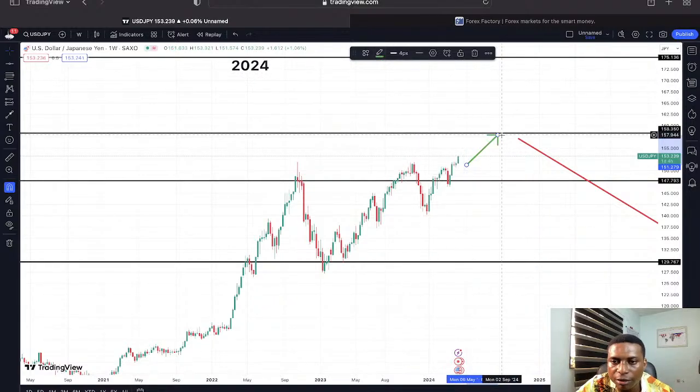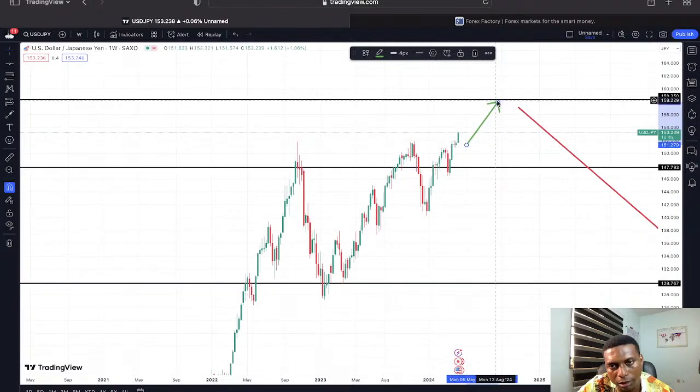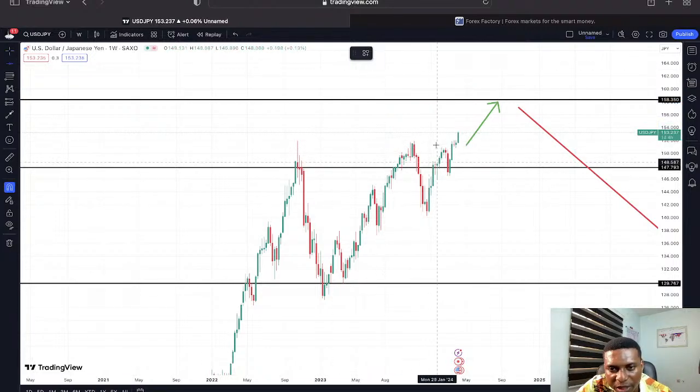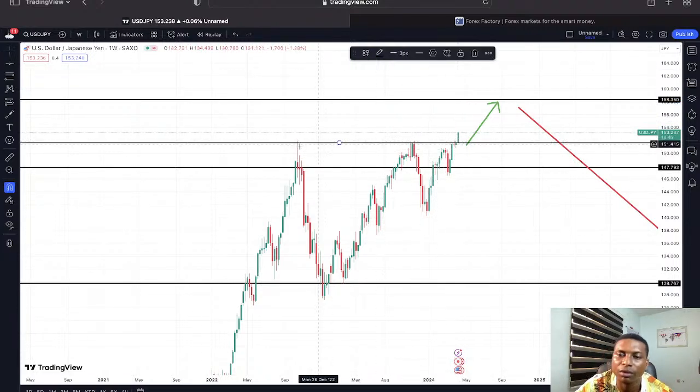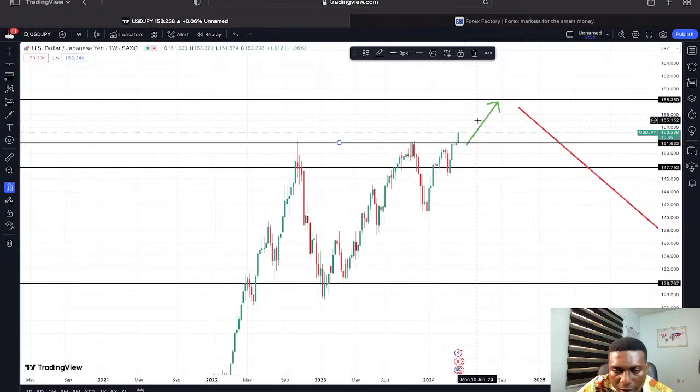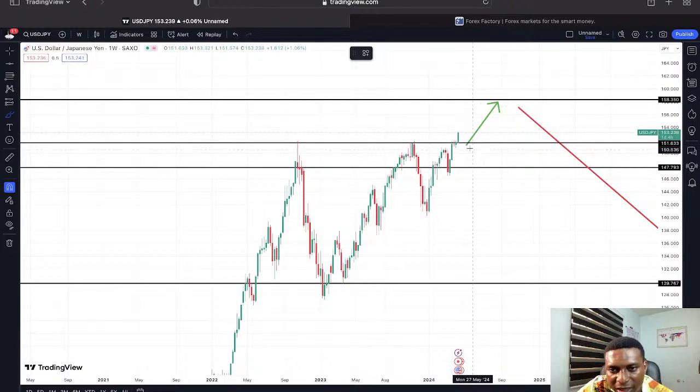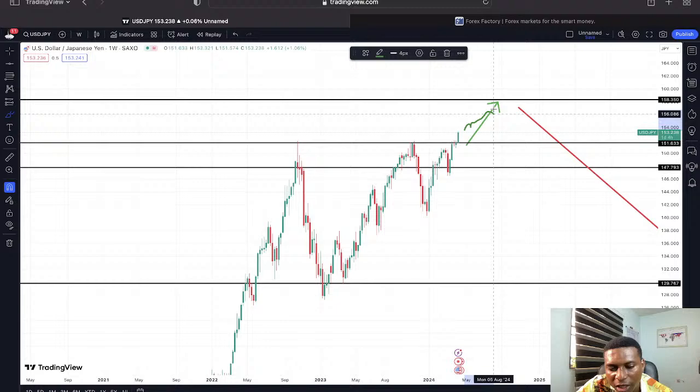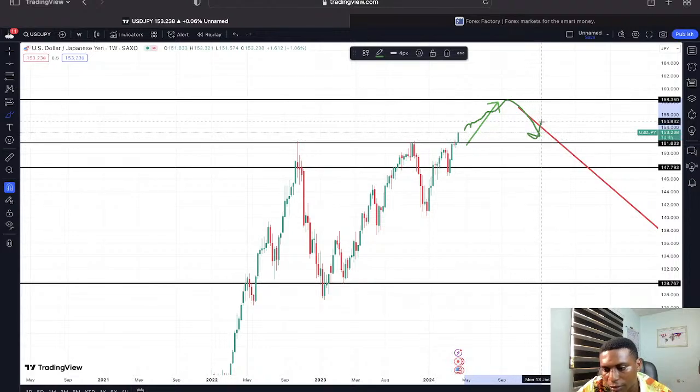So this is the region where we expect price to start reacting. Okay, so now that we see that price is breaking out of this level, we might just see price start reacting from here. So there might just be an upward movement to this level, then price starts to fall. Okay, good.